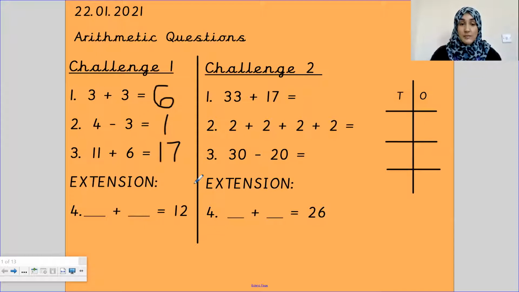Okay, for our extension, you're going to add 2 numbers together that make 12. As always, I will be checking Tapestry to see which 2 numbers you have added together that make 12. Let's move on to challenge 2.